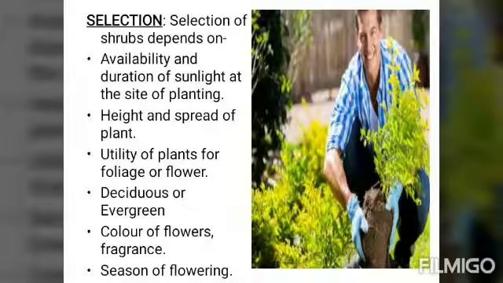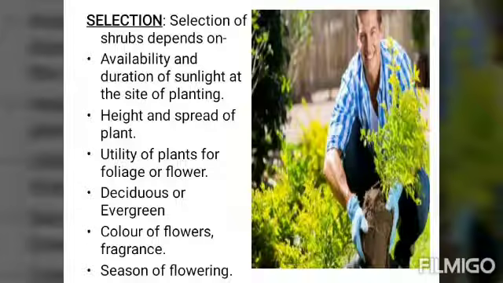You have to see how much height it will grow and how much it will spread, because shrubs mainly spread, and they hide the trunk, so you can't see the stem. Then the utility of the plant for foliage or flowers, and whether it should be deciduous or evergreen. Then the color of flowers, you have to plan accordingly. There should be unity, there shouldn't be a mixture of colors. एक प्रकार का कलर होना चाहिए.